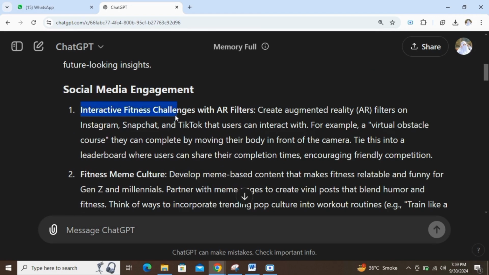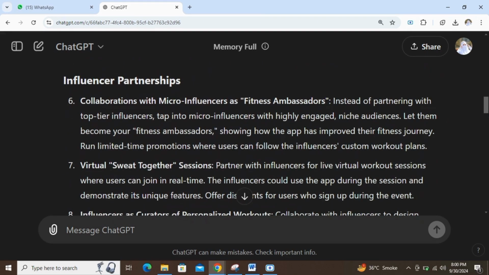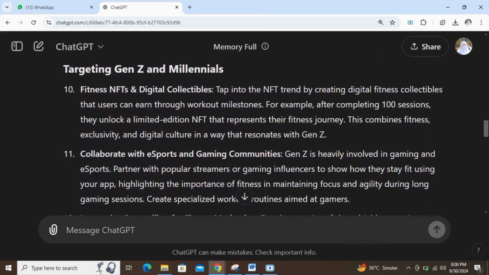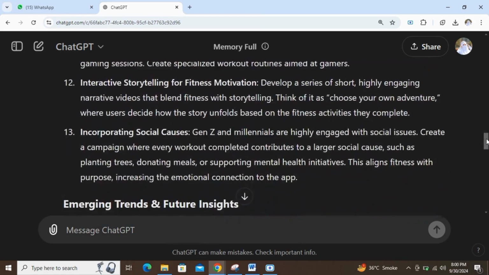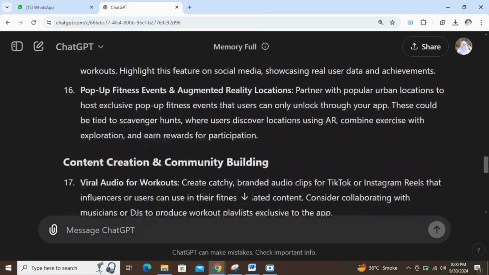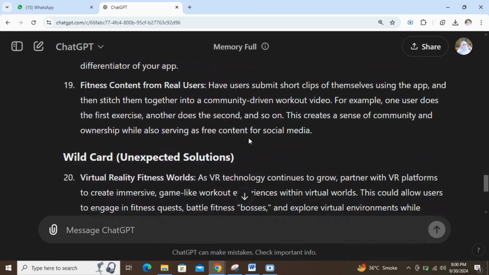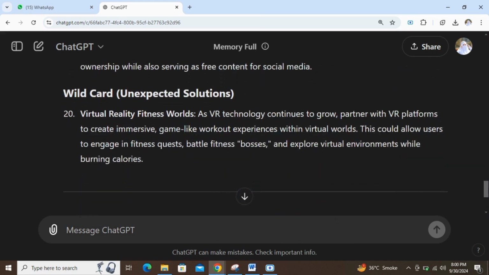Okay, for social media engagement, there is interactive fitness challenges with AR filters. AR means augmented reality. You can read the details also. Fitness meme culture. Okay, so let's scroll down. Influencers and partnerships, virtual sweat together sessions, influencers as curators of personalized workouts. Amazing. Influencer led digital fitness festivals, targeting audience about fitness, NFTs, and digital collectibles. Collaborate with esports because fitness and sports are correlated. This just blew my mind.